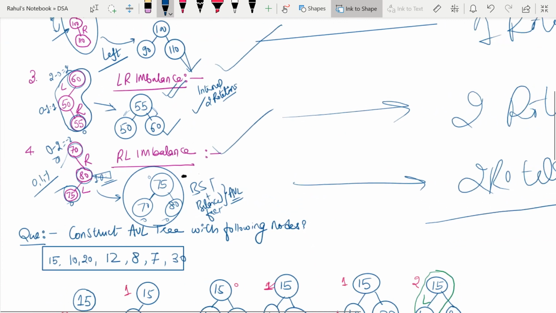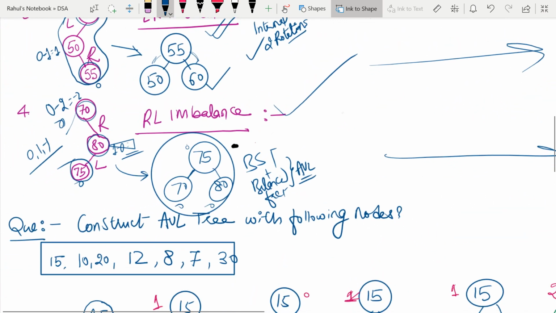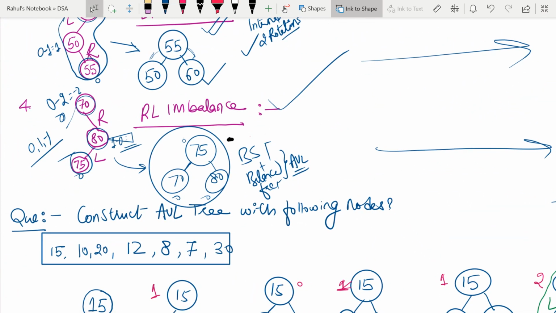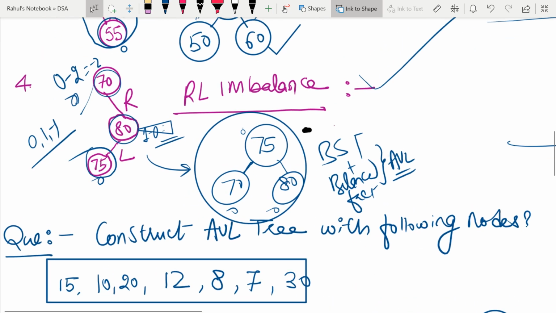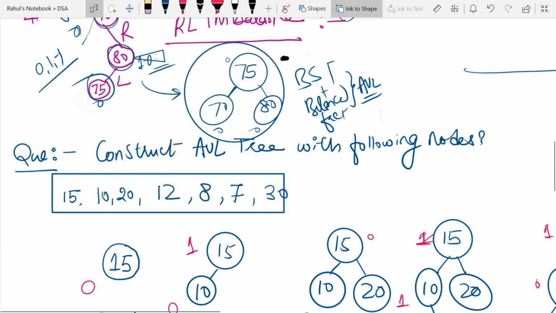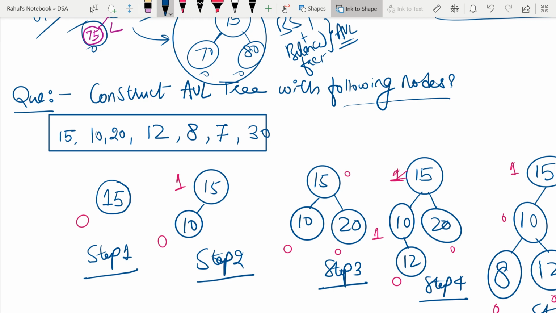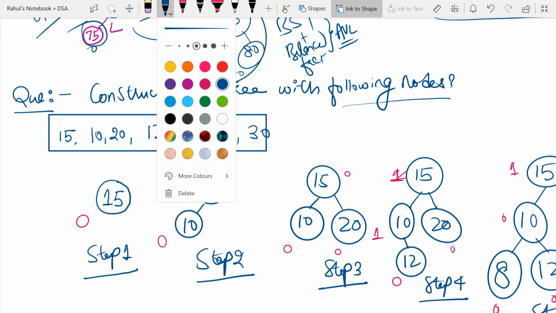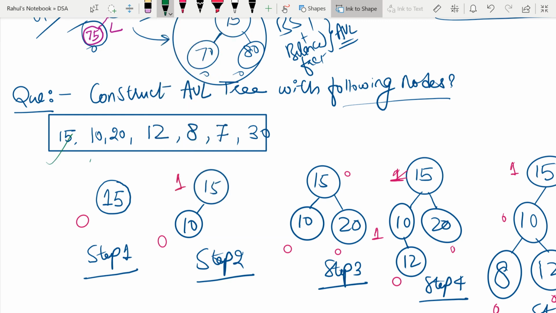Now let's see some questions. First we will see some practice questions, then we will see the questions which are asked in competitive exams, right? So construct an AVL tree with the following nodes. The nodes given to us are 15, 10, 20, 12, 8, 7 and 30.